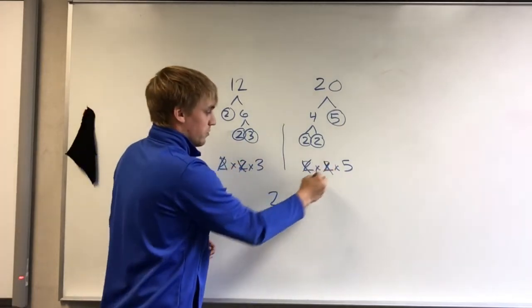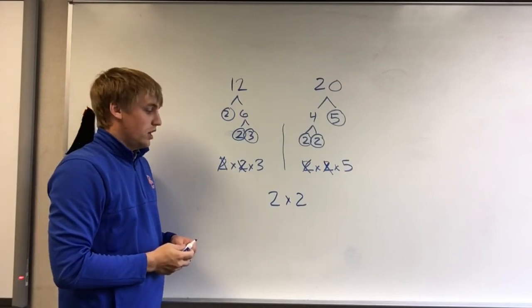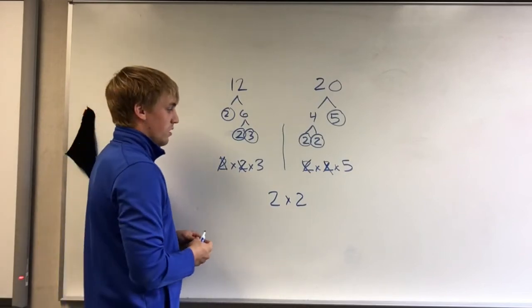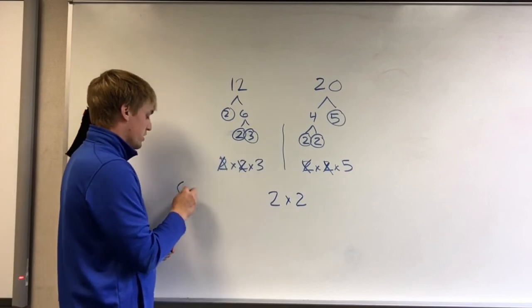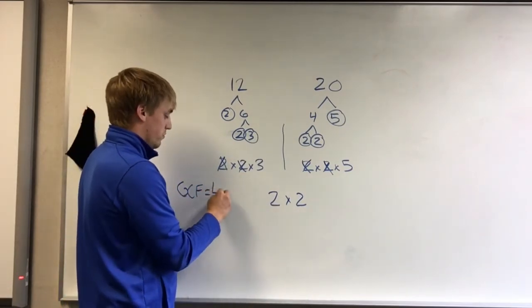They have another 2 in common, so we're going to cross it off on both sides and write it one time. And that's all that they have in common. So the greatest common factor is 2 times 2, which is 4.